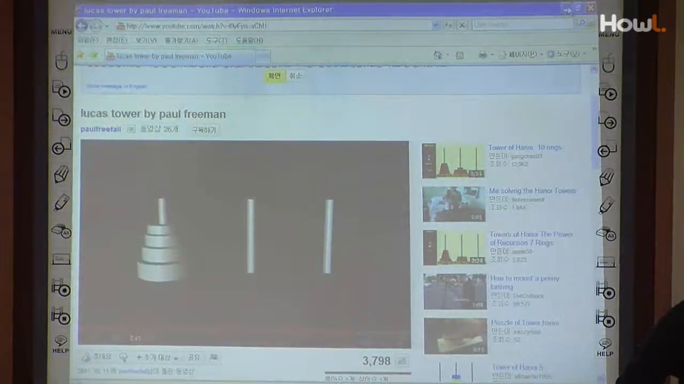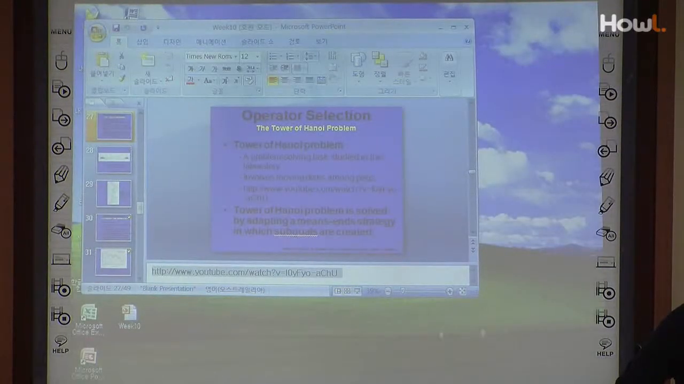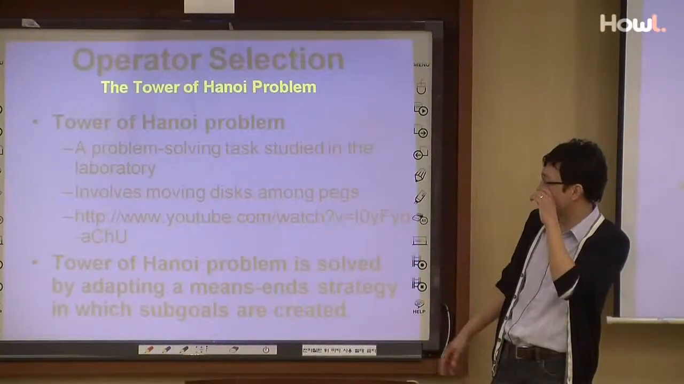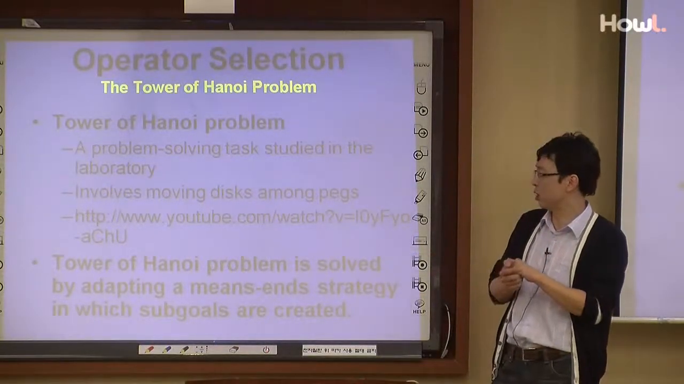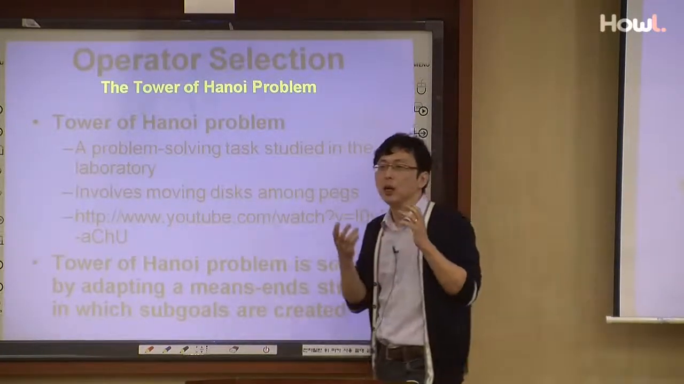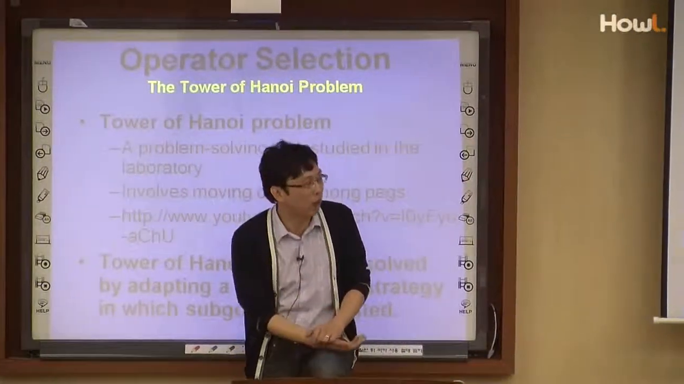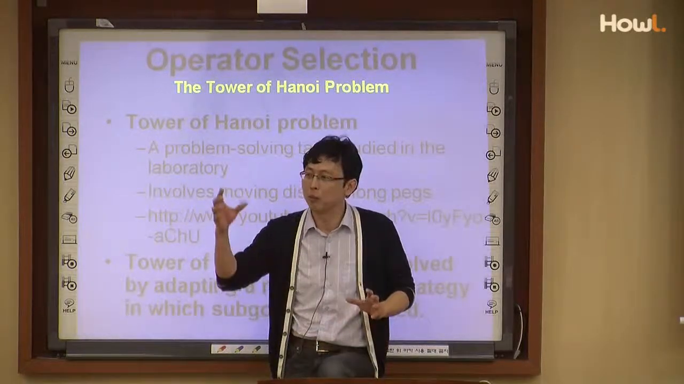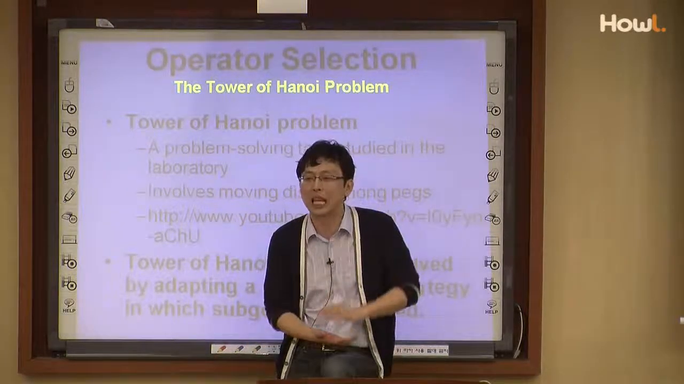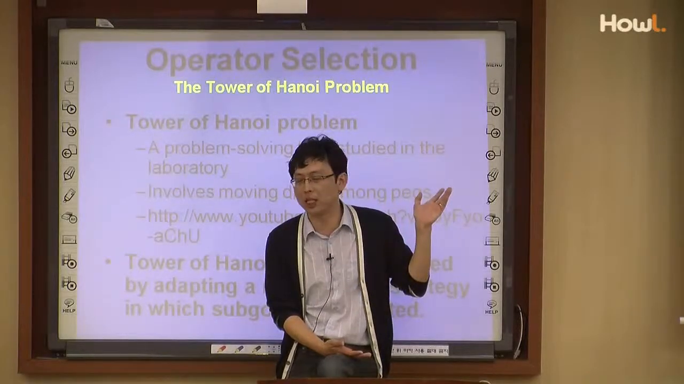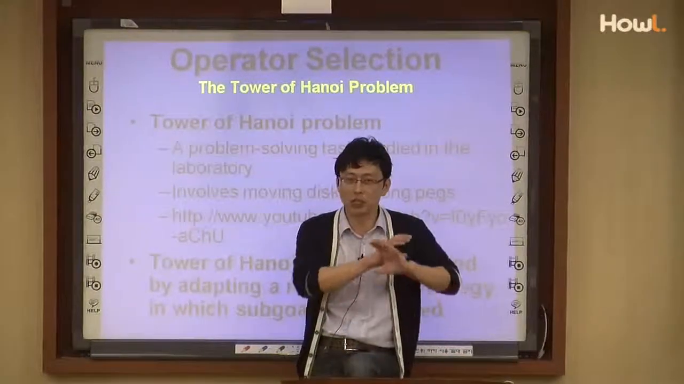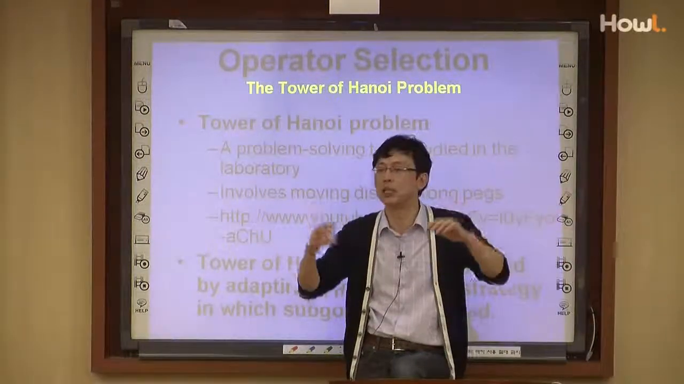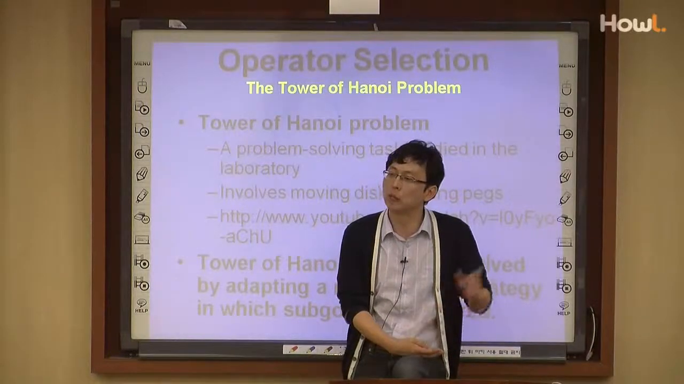Allen Newell and Herbert Simon studied moving disks among the pegs, and the Tower of Hanoi problem is solved by adopting means-ends strategies in which sub-goals are created. Which means, for solving the Tower of Hanoi problem, the difference reduction method is not very helpful because people get stuck in some state. But when you do GPS, the means-ends analysis, we state everything, and then search every part, so we can solve these issues.